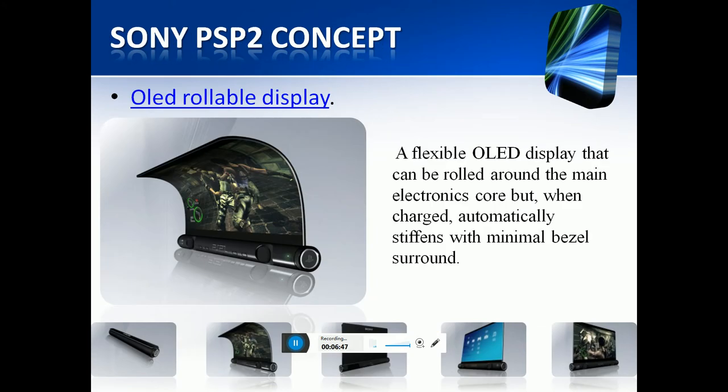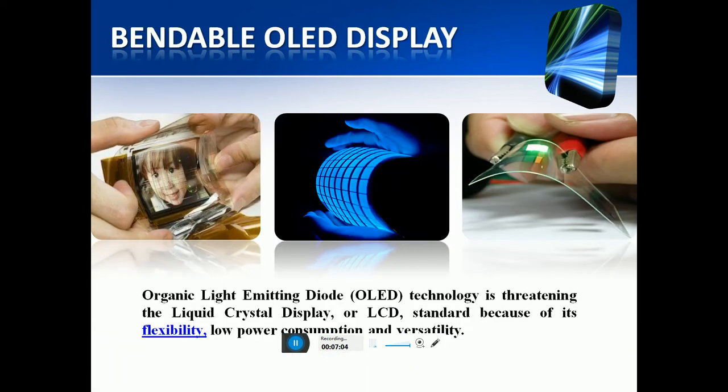Sony PSP2 concept and overall roll display. This is a flexible OLED display that can be rolled around the main electronic core. This is a bendable OLED display that can bend in any way. Organic light emitting diode, OLED, is a technology replacing the liquid crystal display, or LCD, because of its flexibility, low power consumption and speed.